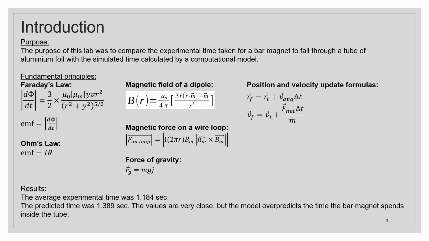A preview of the results: the average experimental time was 1.184 seconds, and the predicted time was 1.389 seconds. The values are very close, but the model overpredicts the time the bar magnet spends inside the tube.